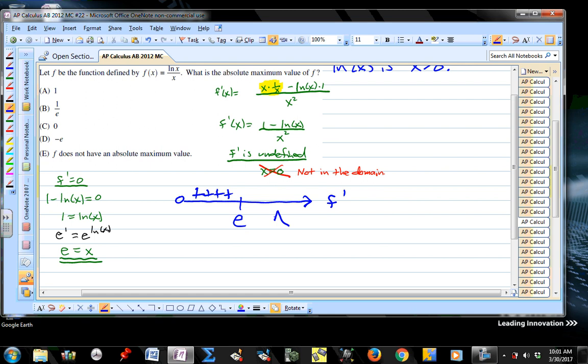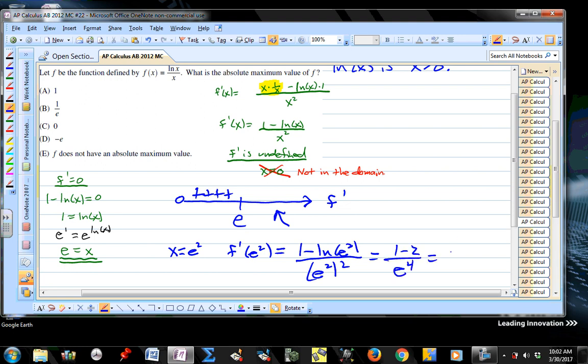Pick a number in the second region. And since we're not allowed to use a calculator, let's use a number that's going to be easy for us to work with. How about e squared? e squared is going to be larger than e. So we're going to find f prime of e squared. It's going to be 1 minus natural log of e squared all over e squared squared. This is really 1 minus 2 all over e to the 4th power. Or negative 1 over e to the 4th power.